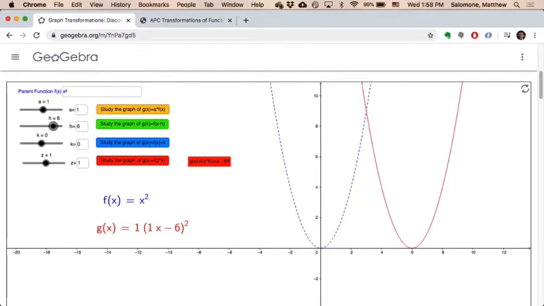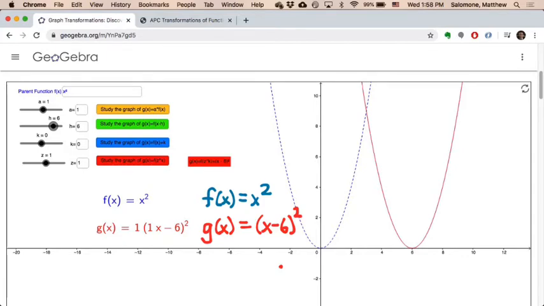So for example, the parent graph here is f of x equals x squared. That's the one in the blue dotted line. And if we strip out these extra looking ones here, we can convince ourselves that the graph that's been shifted over to the right by 6 units has the equation g of x equals the quantity x minus 6, squared. So what's the relationship between these two things? The graph has been shifted to the right by 6 units, and x in the equation has been replaced by x minus 6.